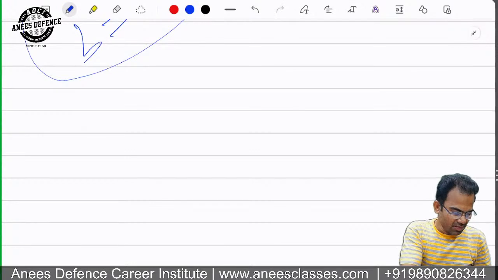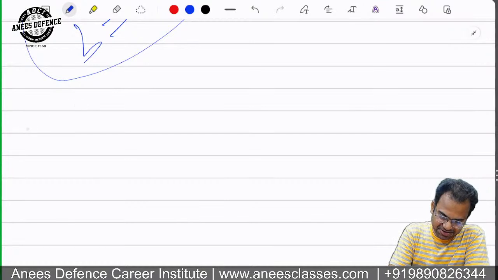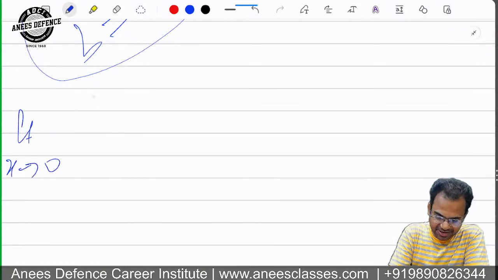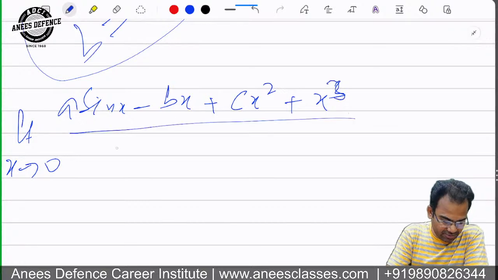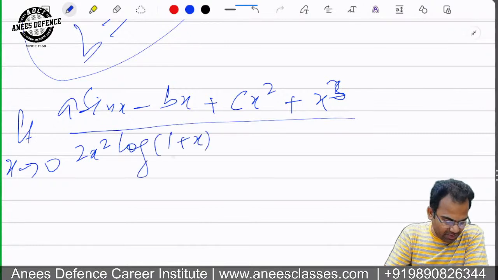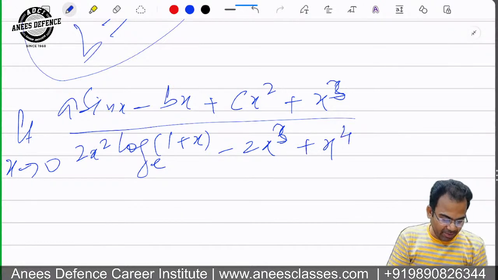Now, we'll solve these questions. Limit x tends to 0 of a sin x minus bx plus cx square plus x cube upon 2x square log 1 plus x to the base e minus 2x cube plus x to the 4. Find a, b, c.